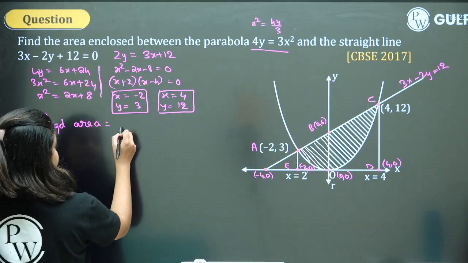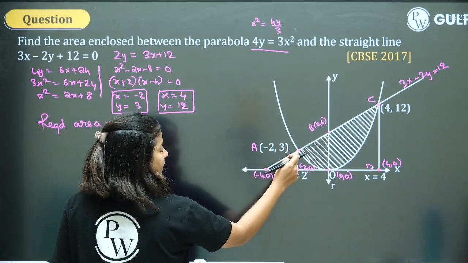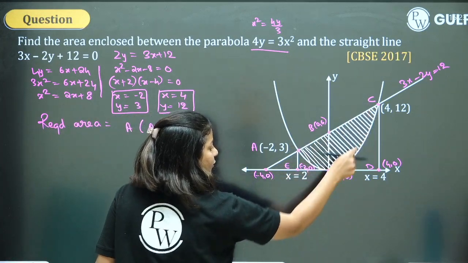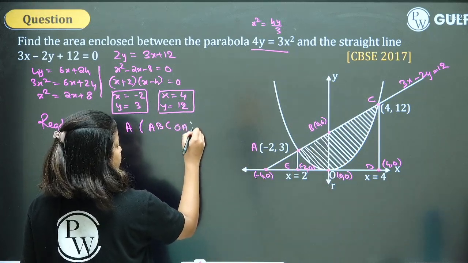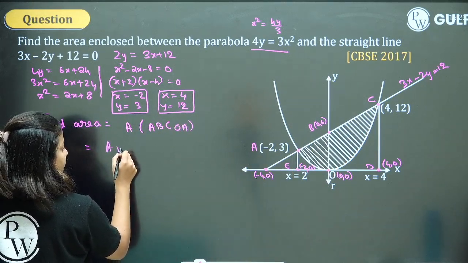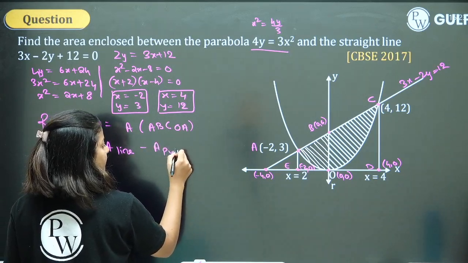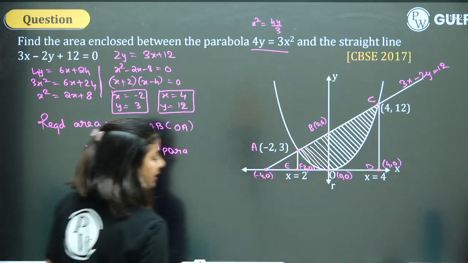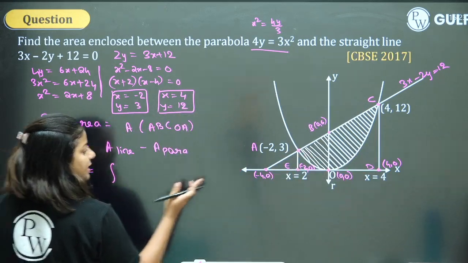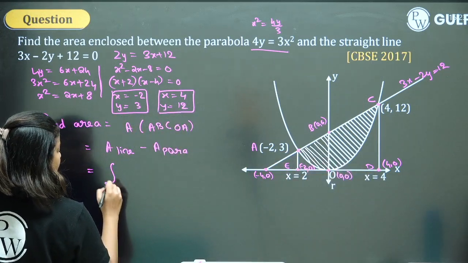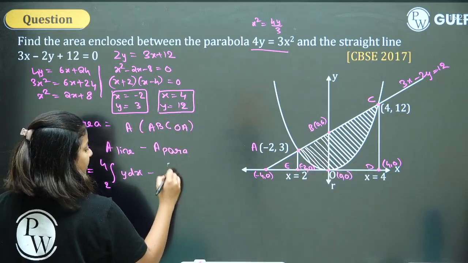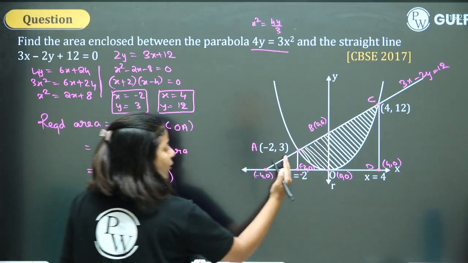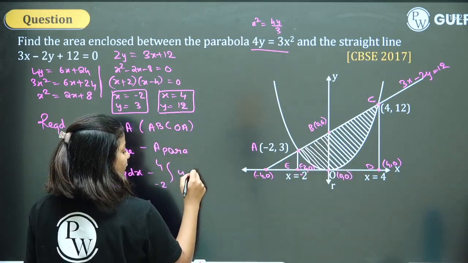Required area is area of A, B, C, A, B, C, O, A, cyclic. That is equal to area under the line minus area under the parabola. सही है या नहीं? लाइन के नीचे का एरिया माइनस पैराबोला के नीचे का एरिया. कहाँ से कहाँ तक? From area under the line from -2 to 4, y dx. एरिया अंडर द पैराबोला अगेन, -2 to 4, y dx.